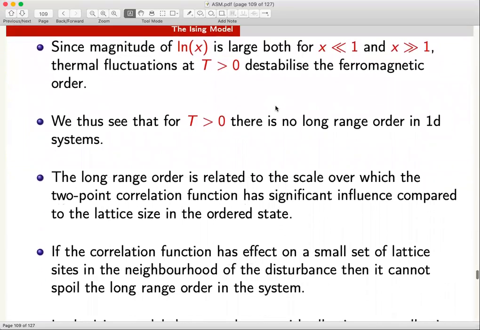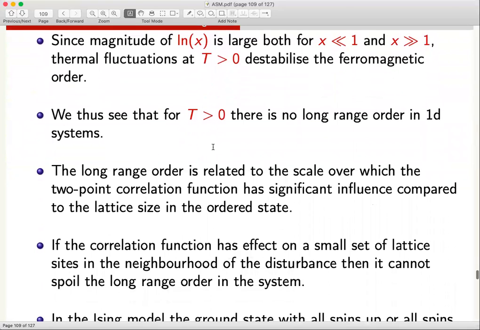As I said, the long range order is related to the scale over which the 2-point function has a significant influence compared to the lattice size. Suppose you have a lattice size of a few angstrom, say 1 or 2 angstrom, and your 2-point correlation function is non-vanishing over a distance of, say, 1000 angstrom. Now, that is still small compared to the total system size, because the system size could be of the order of a few centimeters.